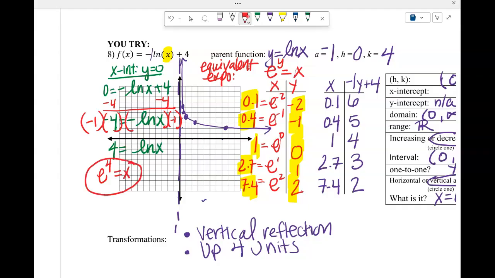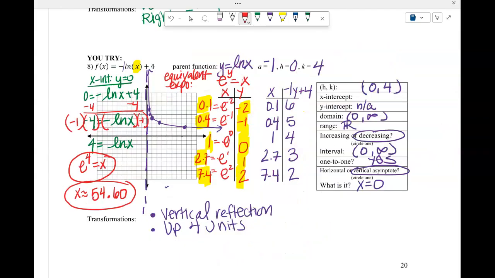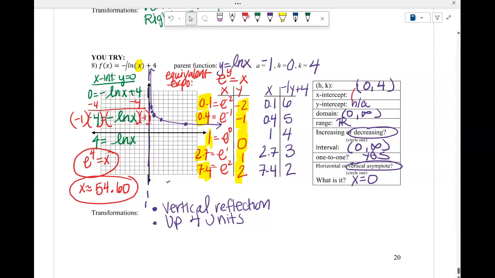Now use your calculator really fast and round that to 2 decimal places. I do want you to give it to me as exact and decimal. So in decimal, 2 decimal places is 54.59, and then the third digit is 8, so it's really 54.60. Okay, let's fill that in. x-intercept, exact form, e to the 4th, comma 0, and then decimal, write both in here, guys, 54.60, comma 0. That's it.